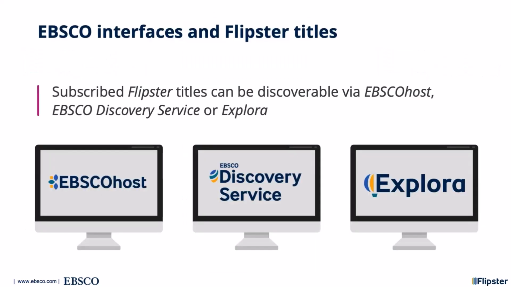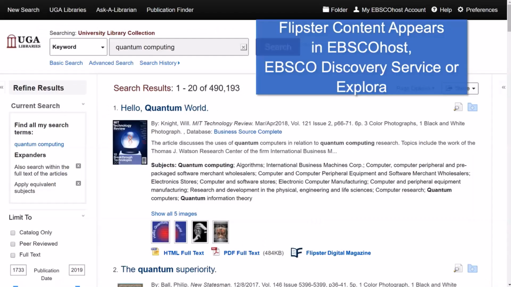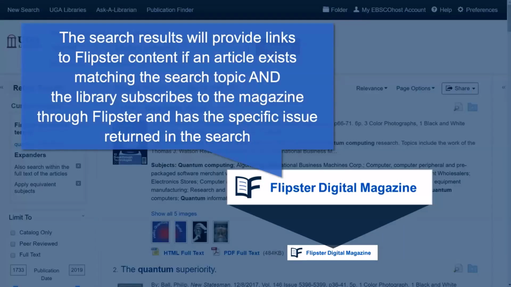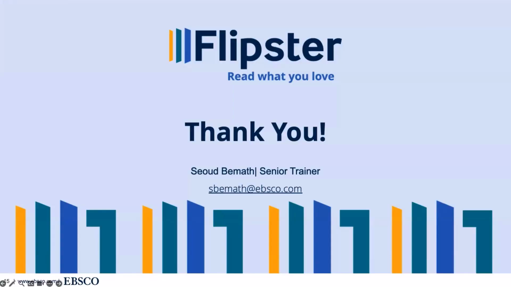Flipster magazine titles can also be discovered through multiple EBSCO interfaces, including EBSCOhost, EBSCO Discovery Service, and Explorer. So if you use any of those interfaces, you will see a link out to Flipster Digital Magazine on your results list. When a user clicks on the Flipster link, they will be taken directly to the article within Flipster Viewer. That concludes our session on Flipster.